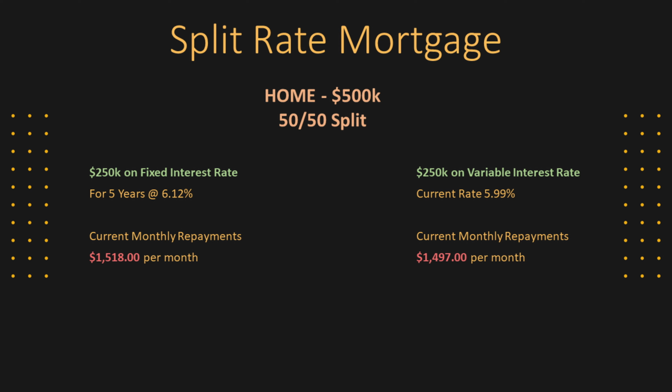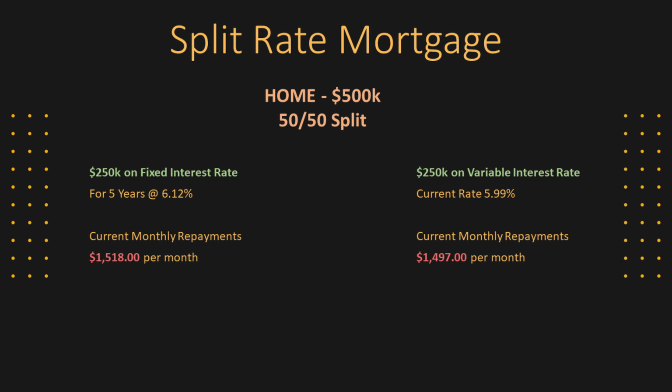Let's say you have a $500,000 home loan, and after considering the types of home loans available, you decide on a 50-50 split. Your home loan would then be divided into two loans. A fixed interest rate would be charged on $250,000 and the remaining $250,000 would have a variable interest rate.